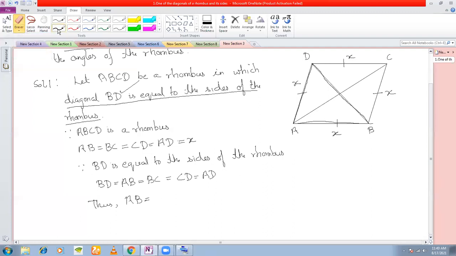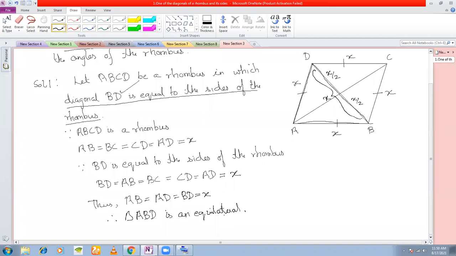Since the diagonal BD is also equal to the sides, therefore the length of diagonal BD is also equal to x. That means this part is x by 2 and this part is x by 2, so that the entire length here is x. So if you consider triangle ABD, AB is equal to AD is equal to BD is equal to x. Therefore, triangle ABD must be equilateral. Triangle ABD is an equilateral triangle.